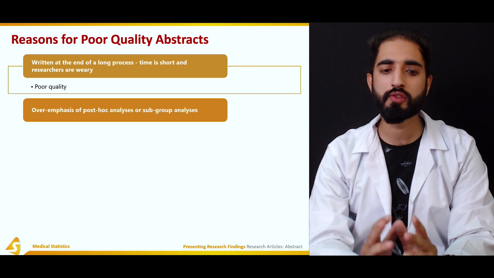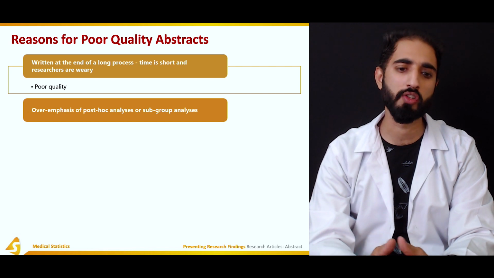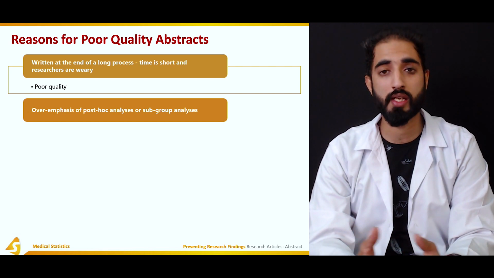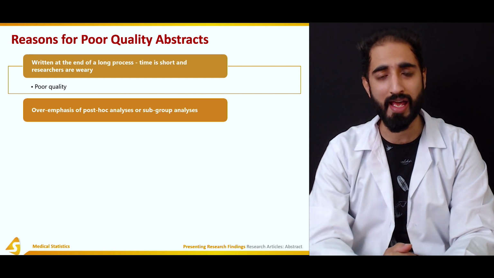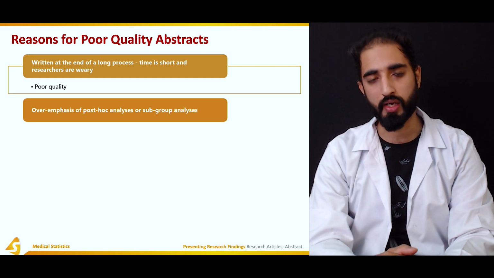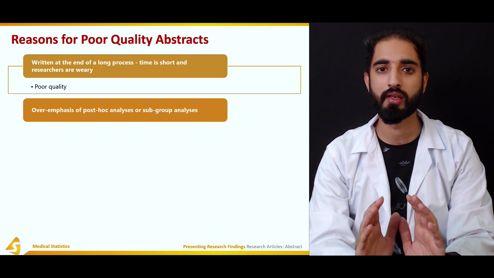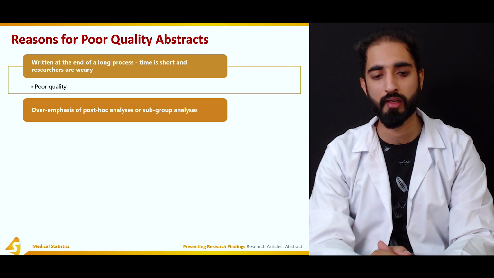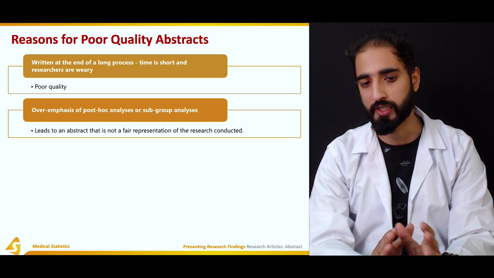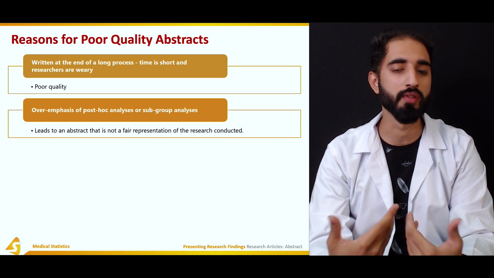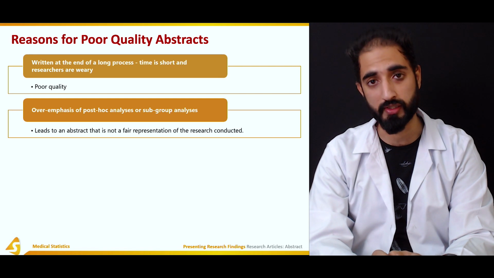Another reason is overemphasis of post-hoc analysis or subgroup analysis. As I already mentioned in the previous section, sometimes post-hoc analysis turns out to be very interesting and we want to overemphasize it, and that is not good when you are writing an abstract, because your main result should be the main thing in the spotlight. Overemphasis of post-hoc analysis leads to an abstract that is not a fair representation of the research conducted and not a fair representation of the aim of the study.